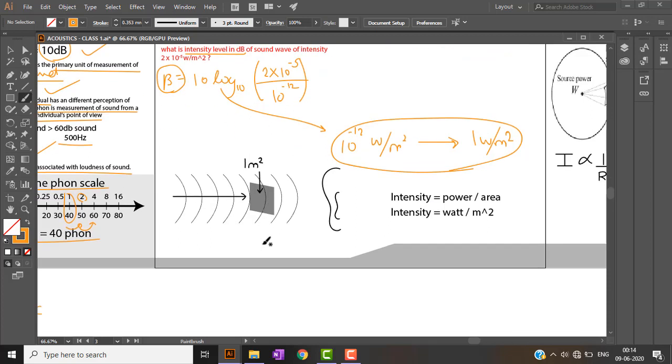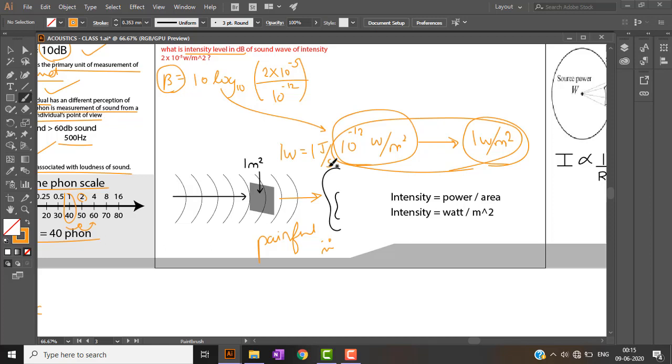Consider your ear. The sound waves are traveling towards your ear and you have an area of 1 meter square in between. If 1 watt of energy, which is 1 joule per second, passes through this 1 meter square of area and reaches your ear, then it is a painful sensation. It will cause you pain and make you angry. So 1 watt per meter square is the threshold of pain, and 10 raised to minus 12 watt per meter square is the threshold of hearing, the minimum sound that is audible to your ear.